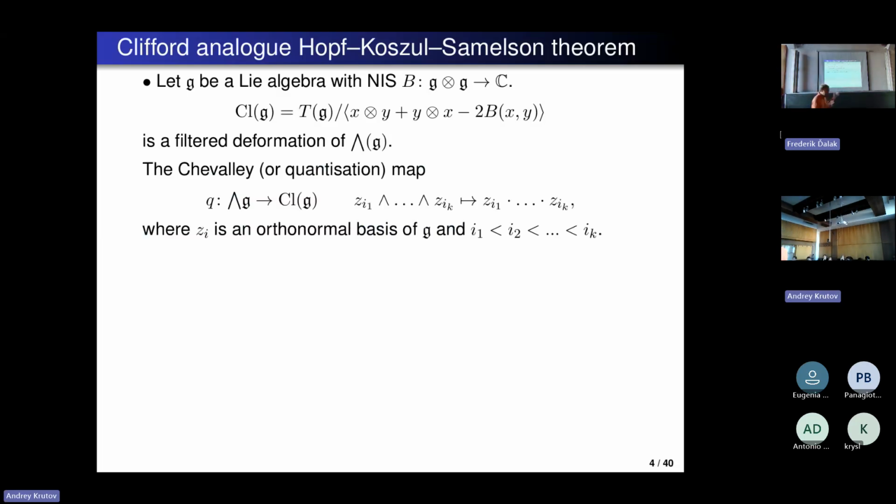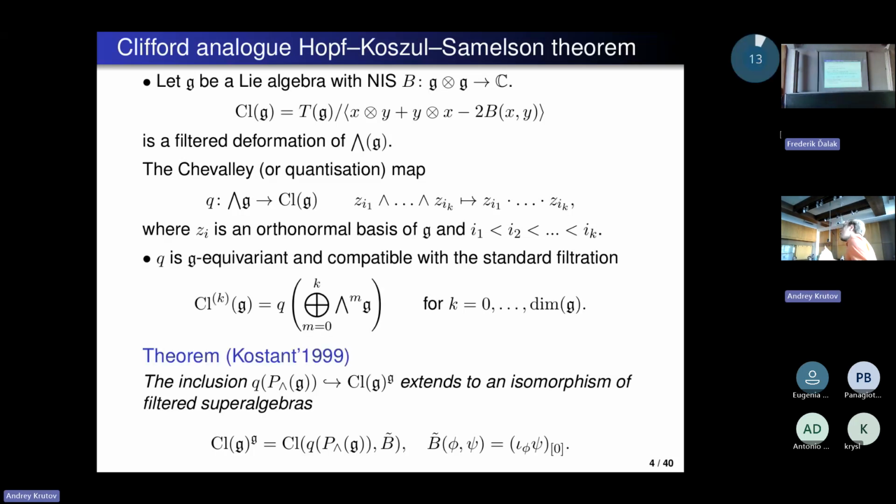We also have this Chevalley map that is an isomorphism of vector spaces, moreover an isomorphism of G modules, but not of algebras. Obviously, because one is supercommutative and the other is not commutative. So we have a filtration. It's compatible with the standard filtration, and Boston proves the following theorem. So again, remember that the invariants are the exterior algebra on the space of primitive elements. Here, the invariants in the Clifford algebra of G are the Clifford algebra on the space of primitive invariants with this little bit twisted form.